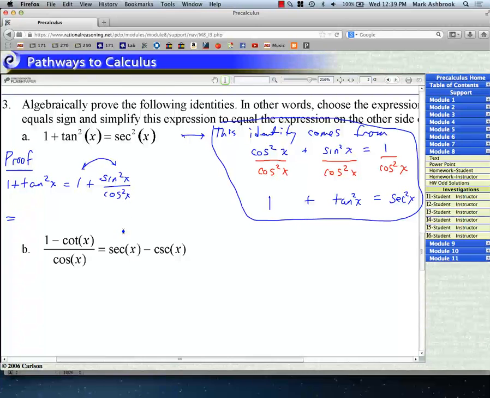What common denominator do you want? Cos squared x. So how do you rewrite 1? 1 divided by cosine squared? That'll change the value of it. No, 1 multiplied by cos squared x. 1 multiplied by what? Cos squared x. That'll change the value of it.